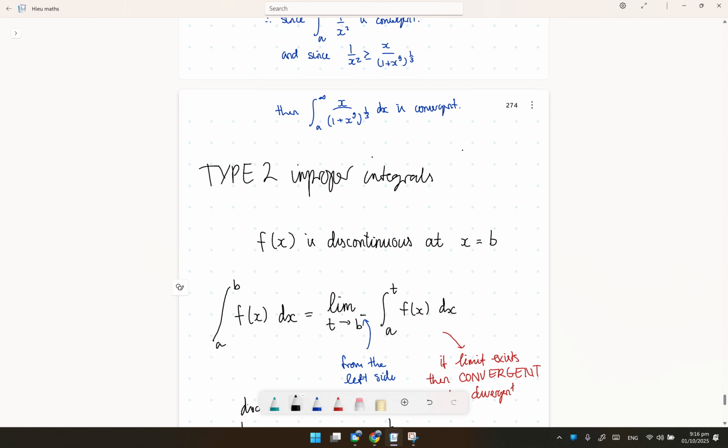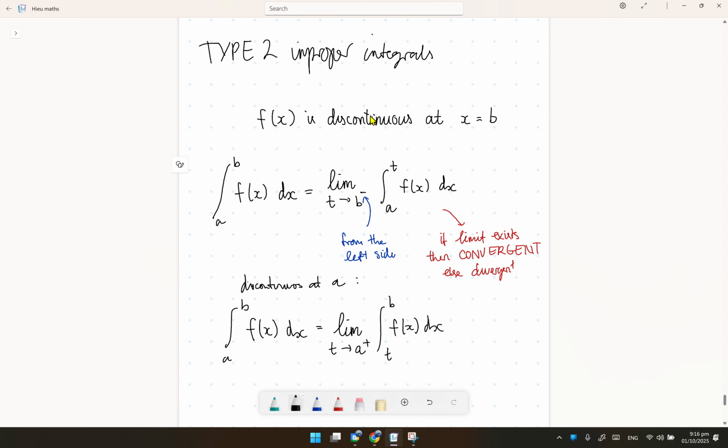So if you imagine a graph where the curve looks like this, and this was a and b, you see how the function is discontinuous at the point b. If we wanted to integrate it, we basically do the same thing as integrating from a to b, but you just have to use limits to be mathematically correct.